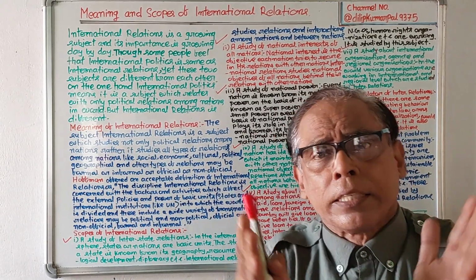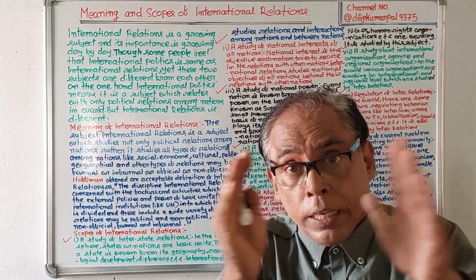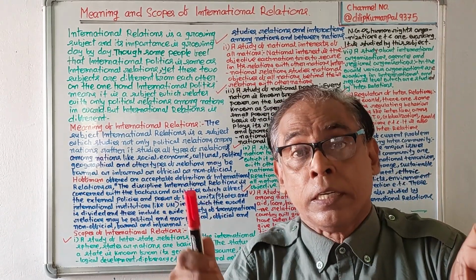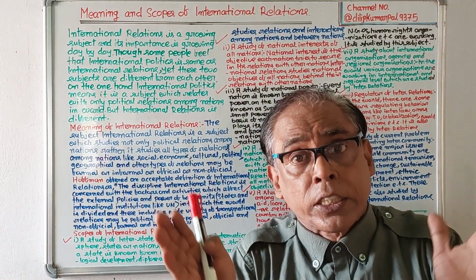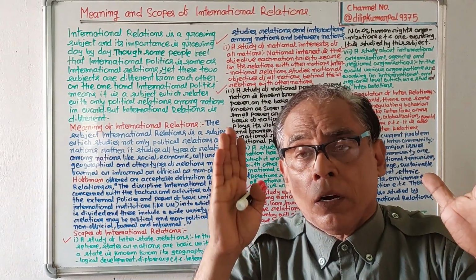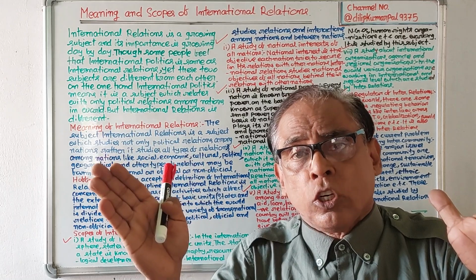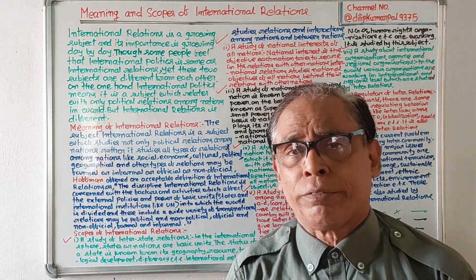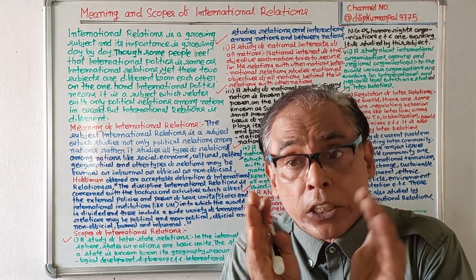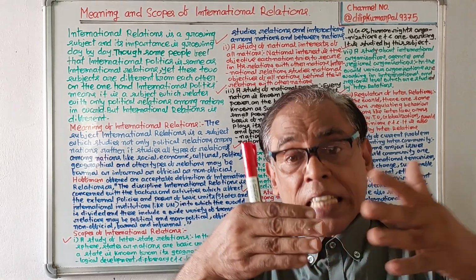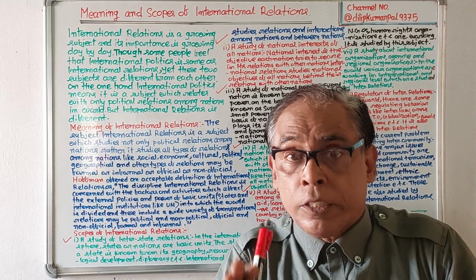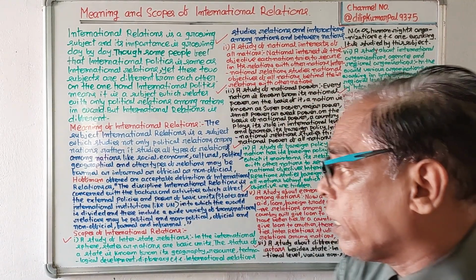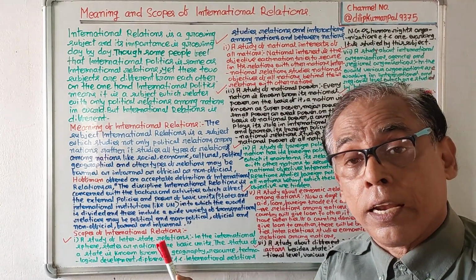So international relations studies not only the political relationship among nations or between nations, it studies all types of relationship, may be political or social or cultural or geographical and other types of relationship. So international relations is a subject that studies all types of relationships between or among nations. So we are clear about the meaning of international relations. Now let us take up the scopes of international relations.